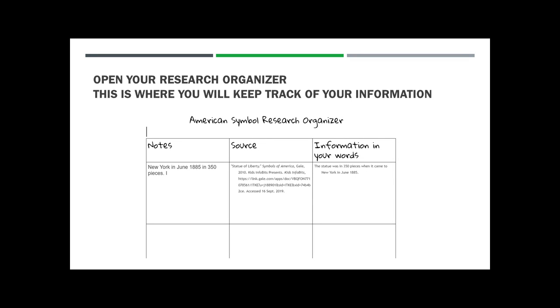You will use your research organizer to collect your research during your inquiry. You may choose 5 or 6 interesting facts to copy and paste in your notes column. Your sources will be included in the second column. Always remember to give the author of your research credit for their work.